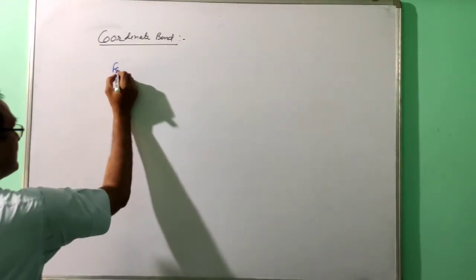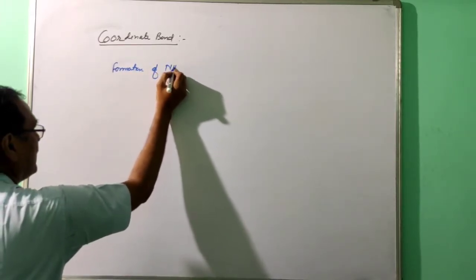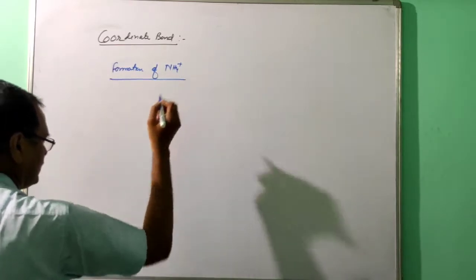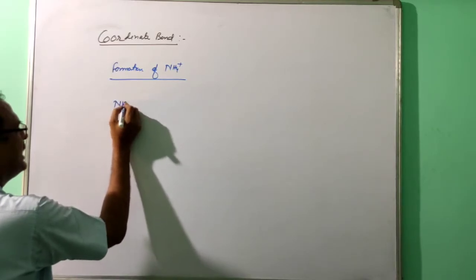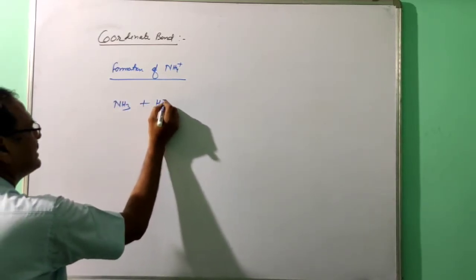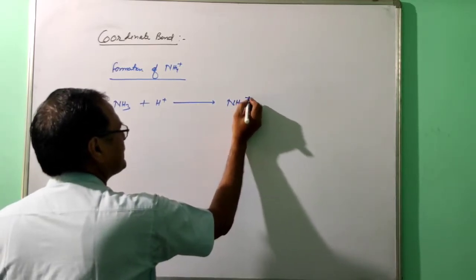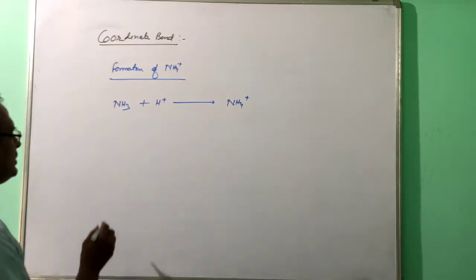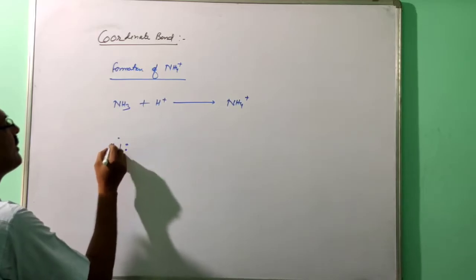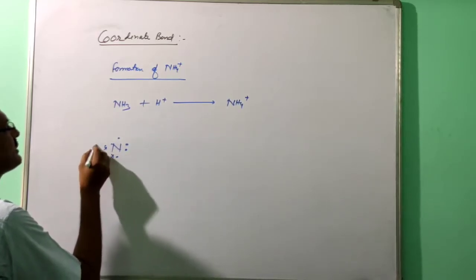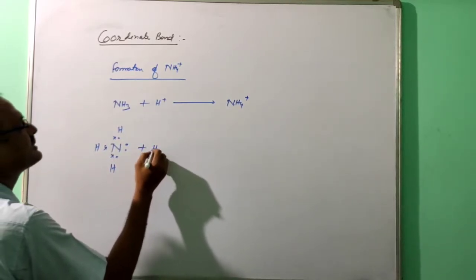So next one is the formation of the ammonium ion. First of all, you keep the skeleton structure. Skeleton: NH3 plus H positive will form NH4 plus. So for this nitrogen molecule, draw the electron dot diagram. This is the electron dot diagram of the ammonia molecule, and this is H plus.